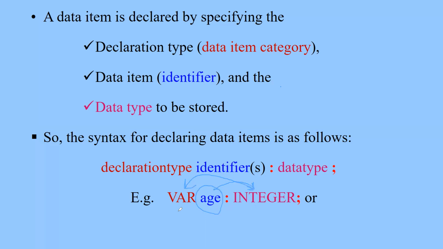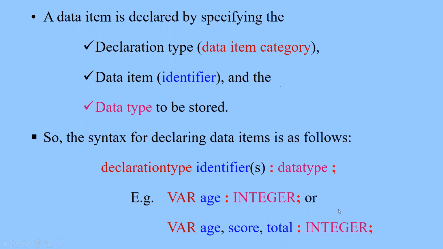So var is the declaration type for variable. Identifier is the name of the memory location set aside that we'll be using to identify the memory for use during the program execution. Then integer is the data type. And remember, you terminate your declaration statement with a semicolon.